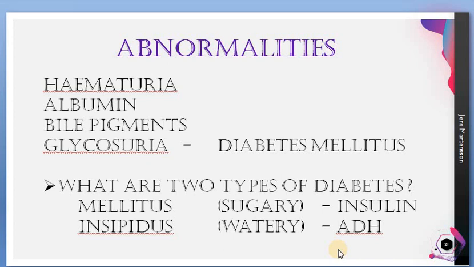So in abnormalities, we discussed four different abnormalities. The first one is hematuria, urine with blood cells or blood trace. Albumin will go along with urine due to infection in the Bowman's cup or due to high blood pressure. Then bile pigments may go out along with urine due to liver problems. And glycosuria is a symptom of diabetes mellitus, where glucose is expelled along with urine. So these are the four abnormalities, and then we discussed two different types of diabetes too.